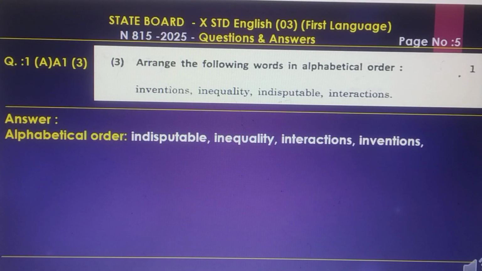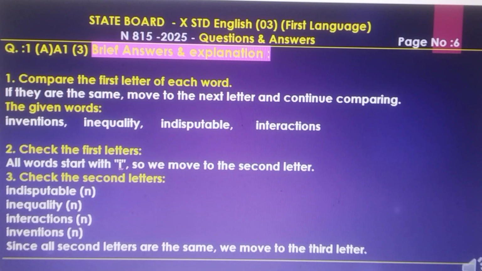And question number 3. Arrange the following words in alphabetical order. The words are indisputable, inequality, interactions, inventions. And a brief answer and the explanation of this question. Here I mention: check the first letters. If they are the same, move to the next letters and continue comparing. Inventions, inequality, indisputable, interactions. The first letter is I and the second letter is N, and check the second letters.